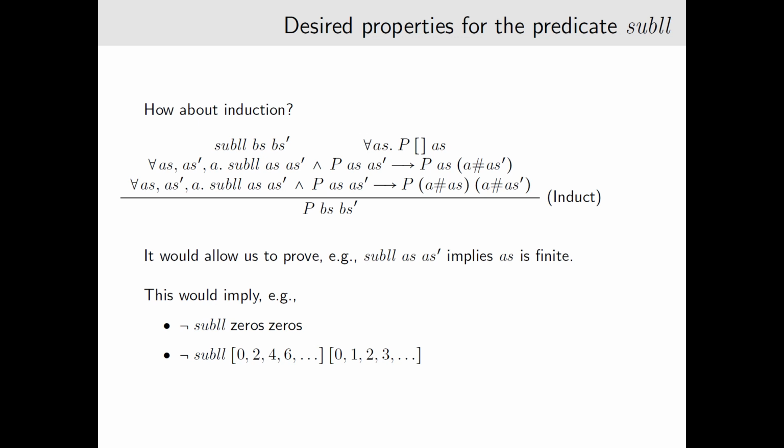So, for example, the zeros, this is a consequence of this fact. So the zeros will not be a sublist of itself. So the relation will not even be reflexive. We will not have the even numbers sublist of all the numbers and so on. Okay, so we don't want induction.